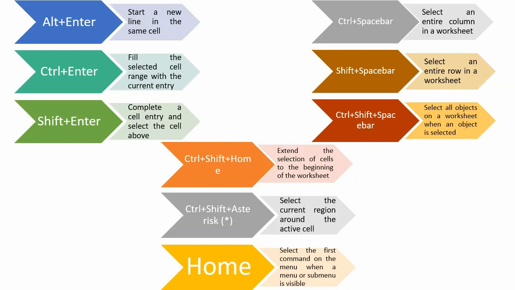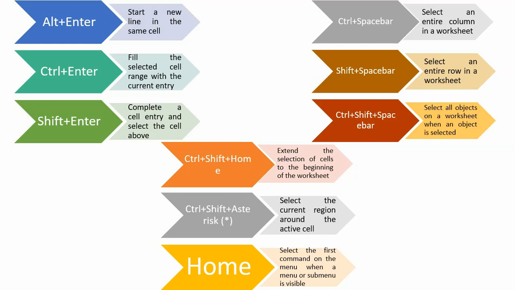There are some other functions as well. If you wish to start a new line in the same cell, press Alt Enter. If you want to fill the selected cell range with the current entry, Ctrl Enter. Complete a cell entry and select the cell above: Shift and Enter.